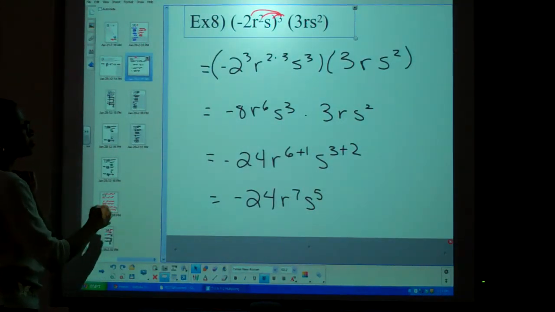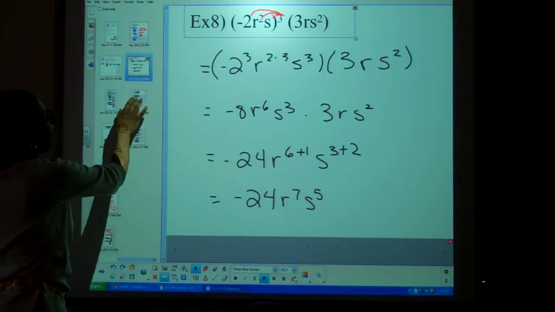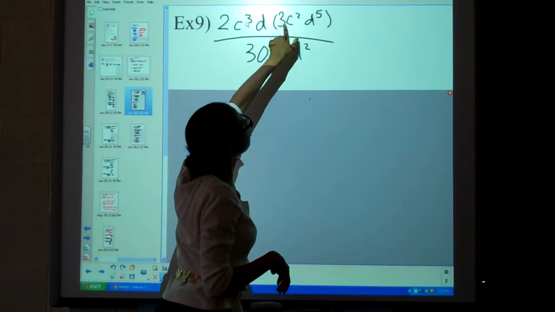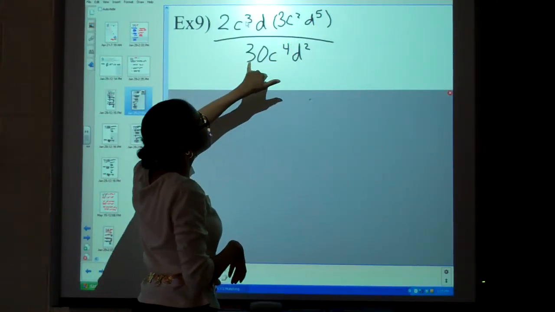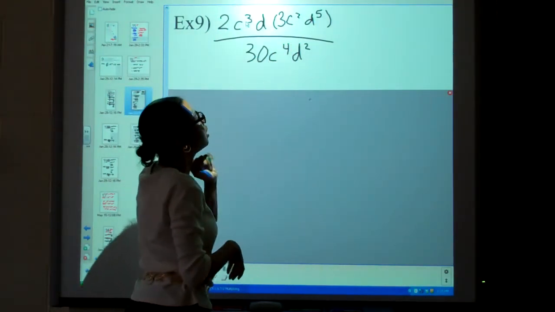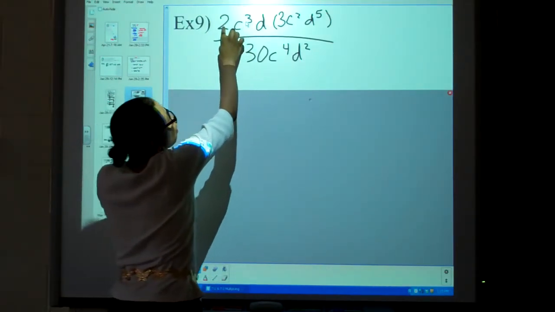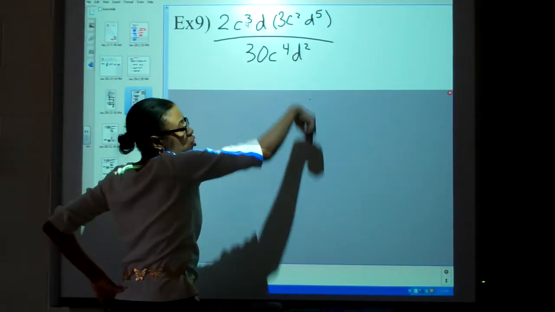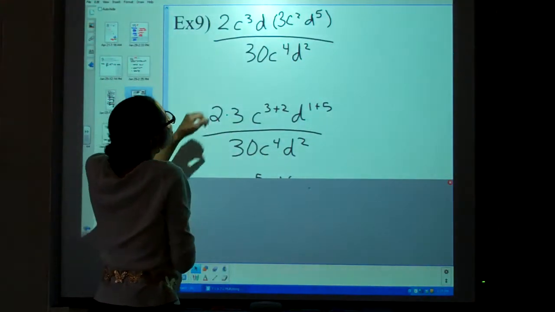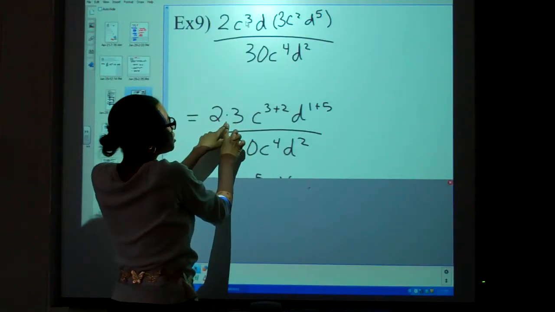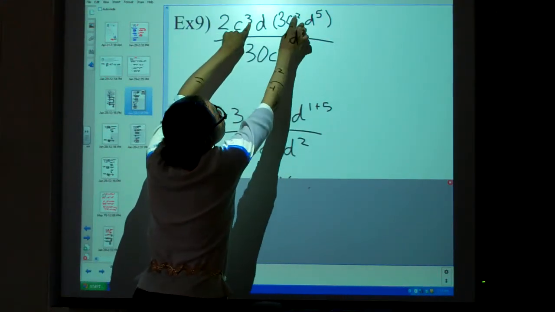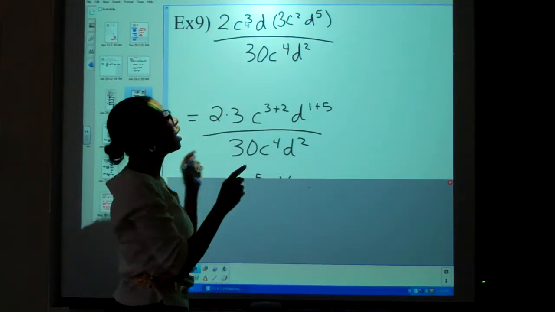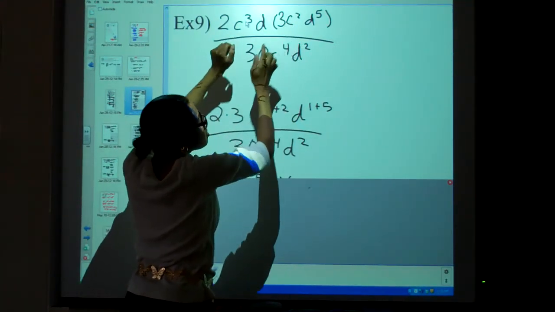That's example 8. And then example number 9. We have here 2c cubed d multiplied by 3c squared d to the 5th, divided by 30c to the 4th d. I'm going to multiply all this in the numerator first. The denominator, 30c to the 4th d, is just carried down. 2 and 3 multiplied is 6, c raised to the 3 plus 2 power. I'm adding the exponents. Remember, we add exponents when we're multiplying the same base.